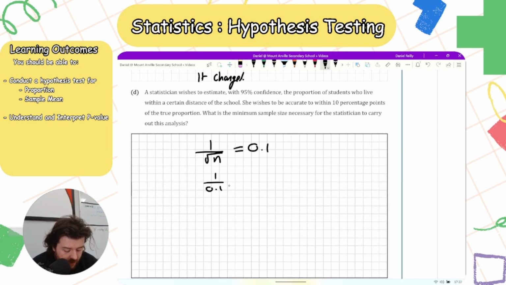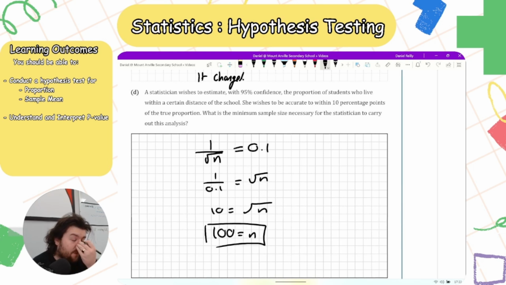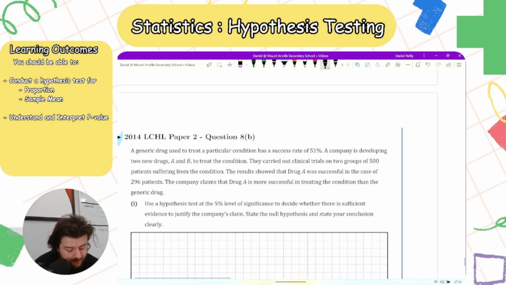1 divided by 0.1 is equal to root n. 10 is equal to root n. Square both sides: 100 is equal to n. So a sample size of 100 would guarantee I'd be right within 10%.